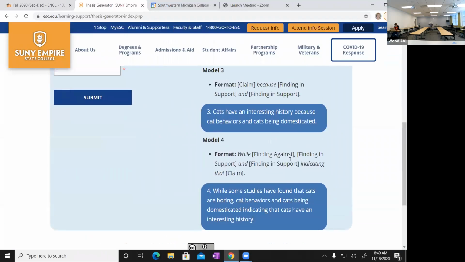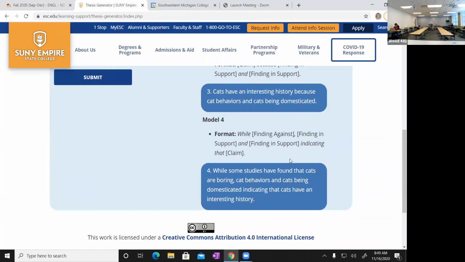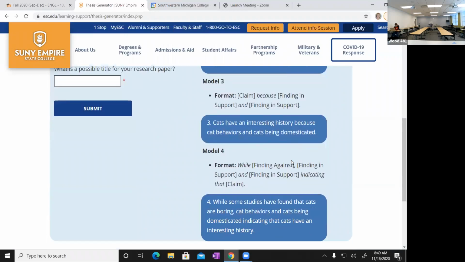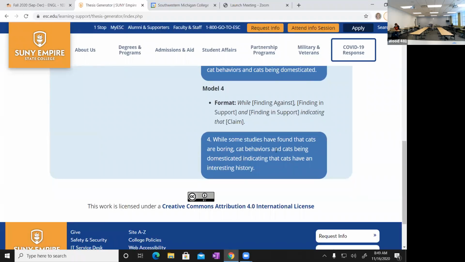Down at the bottom, it evolves: model 3, model 4, and then finally this bottom one is your quote unquote working thesis. While some studies have found that cats are boring, cat behaviors and cats being domesticated indicate that cats have an interesting history. Okay, so you can see the verbiage is not perfect, but it gives you a working model. You have to do some cleanup there and at least get started with a working thesis.